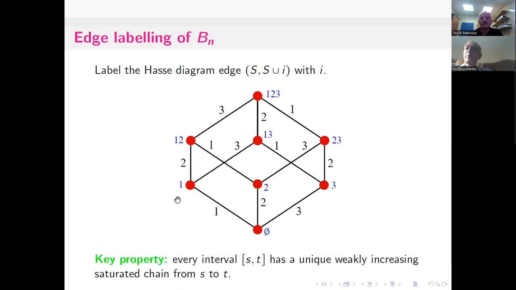And the crucial property, which is obvious in the case of this edge labeling, is that every interval from S to T, from any element to any element above it, has a unique weakly increasing saturated chain. As we read the edge labels on a saturated chain, there's a unique chain where the labels weakly increase. Here they're actually going to be strictly increasing because the chains are all labeled by distinct integers. But for instance, from here to here, we have two saturated chain labels, 2, 3 and 3, 2, and there's a unique increasing one. It's obvious for the Boolean algebra because there's a unique way to add the new elements we need to get from here to here that are increasing. We just add the elements in increasing order.